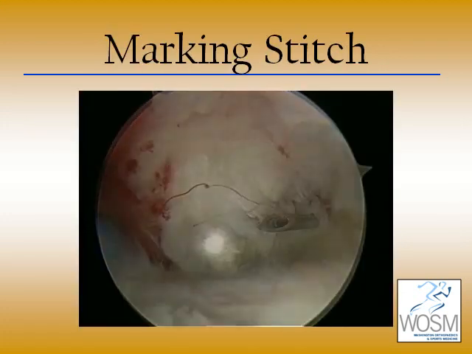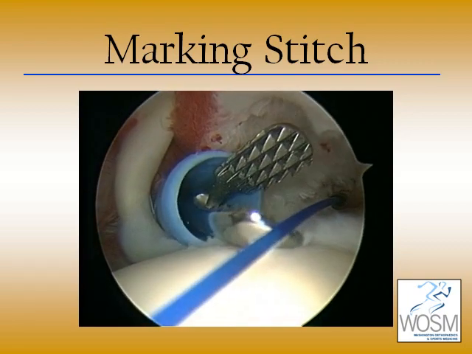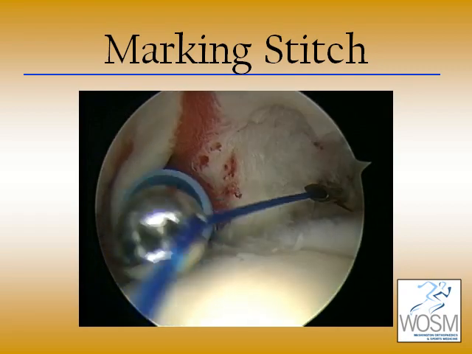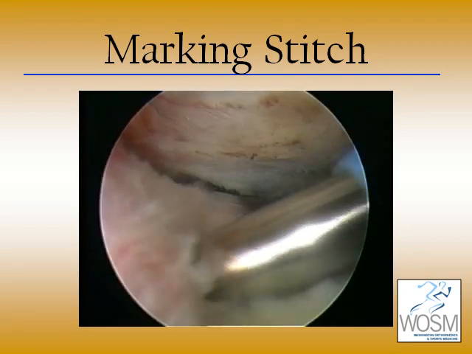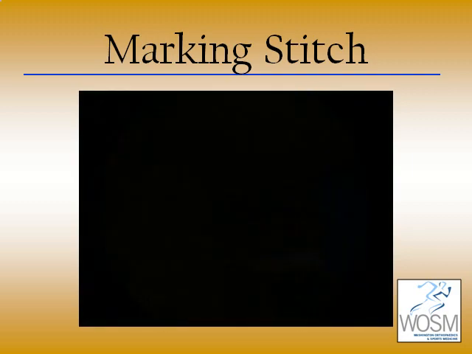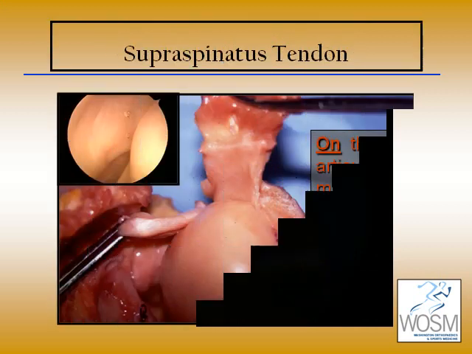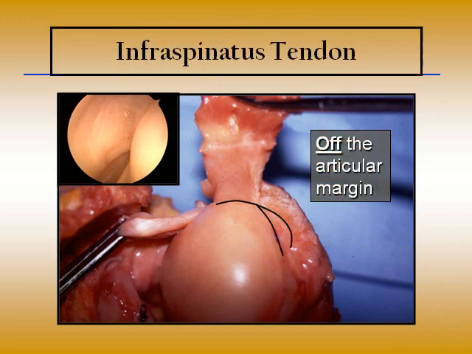A marking stitch is sometimes helpful at delineating the extent of the tear. Here we've passed through a spinal needle into the tear. We can see it on the articular or glenohumeral side. And when we see on the bursal side, look at how this blunt switching stick falls right into the defect. Remember when we look at the tendon detachment that the supraspinatus is attached right at the articular margin, whereas the infraspinatus is about 3 millimeters off the margin.